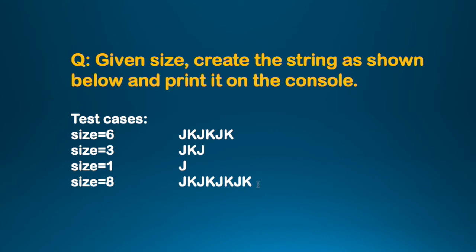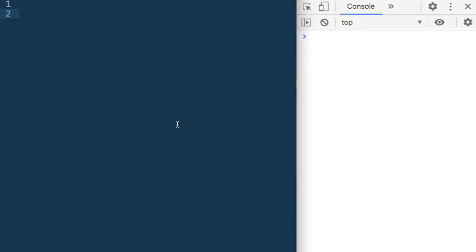So the pattern is fairly clear. So first I put a j, then a k, then a j, then a k, and so on for size number of times. So let us see how do we solve this problem. So let me say let size is equal to 6. Now because I want to create a string of that length, so I should create a for loop. So let me say for let i is equal to 1, i less than equal to 6. I want to run it not 6 but size, I should say. So size number of times.